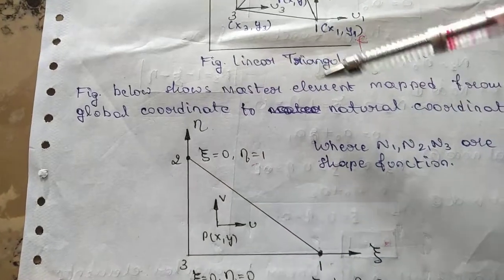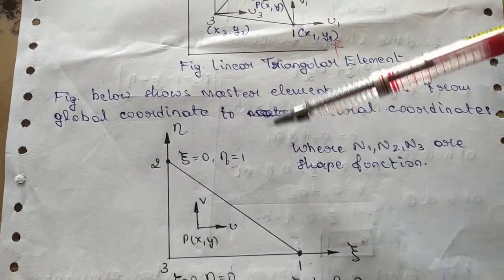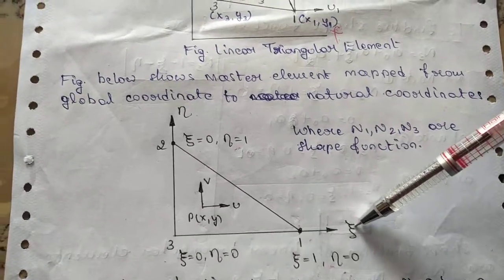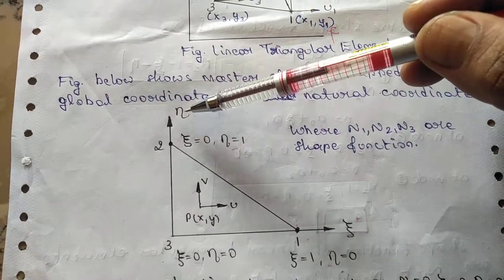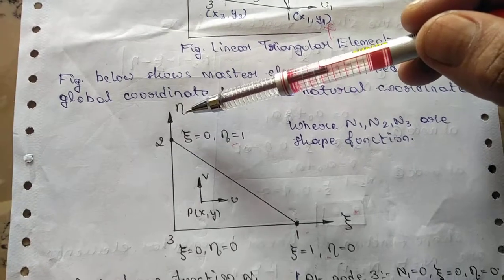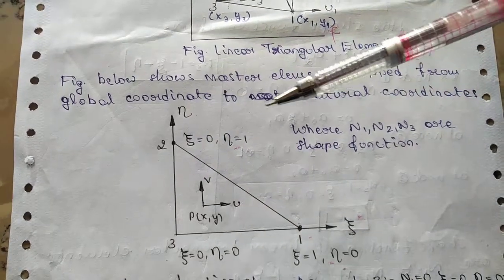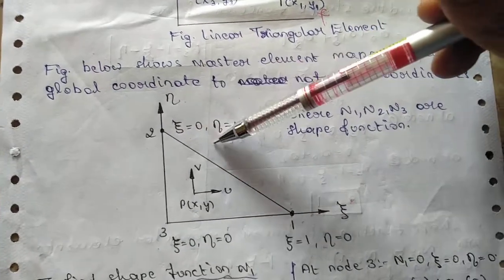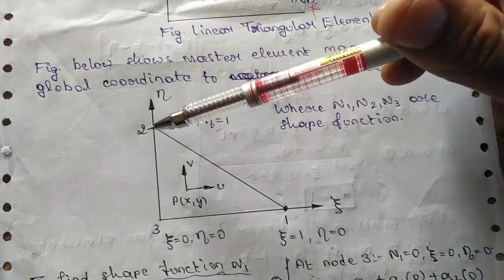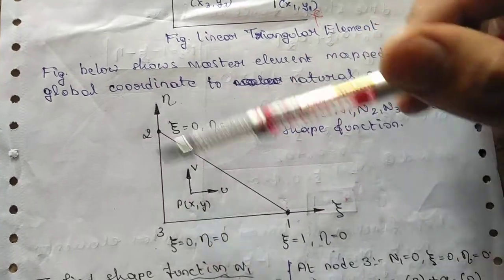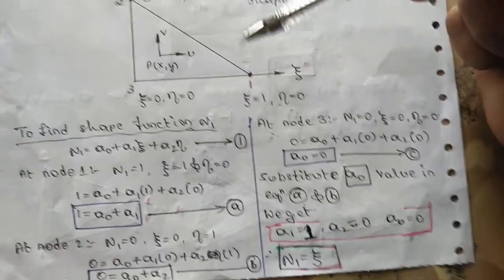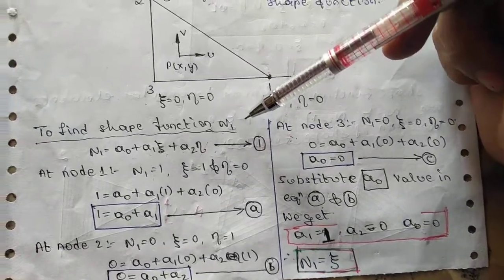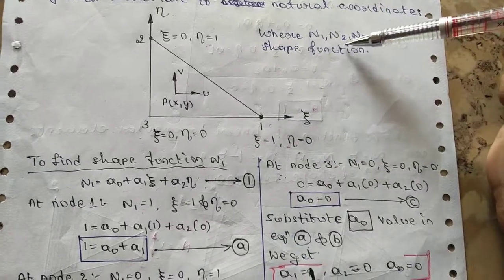The figure below shows the master element mapped from global coordinates to natural coordinates. The natural coordinates are xi and eta. In my previous solution of a problem, I have mentioned xi and eta. So first node, second node, third node. Next we'll find the shape function. We are solving the equation for the shape function.